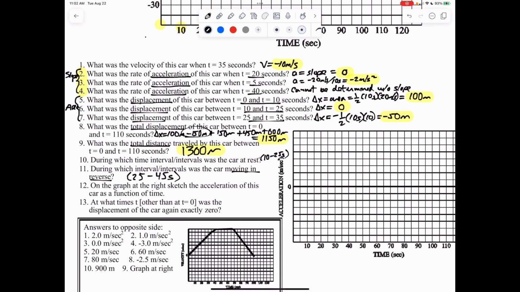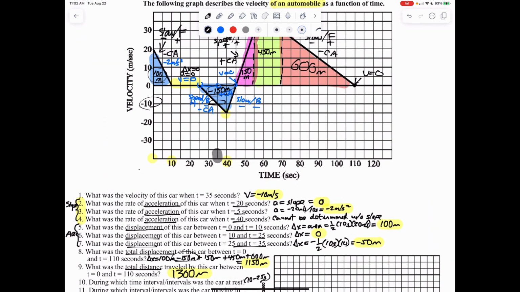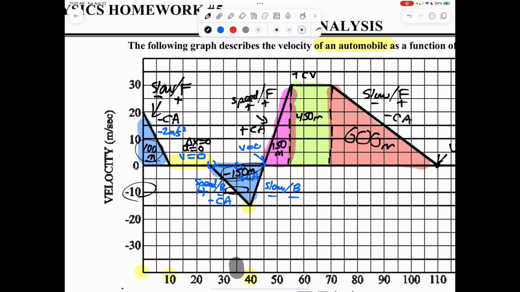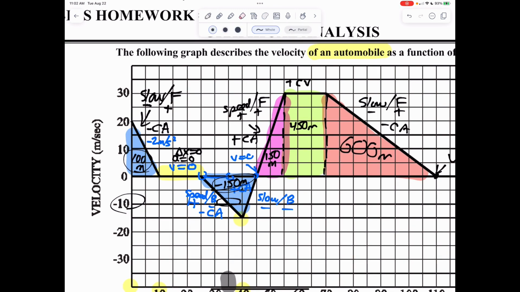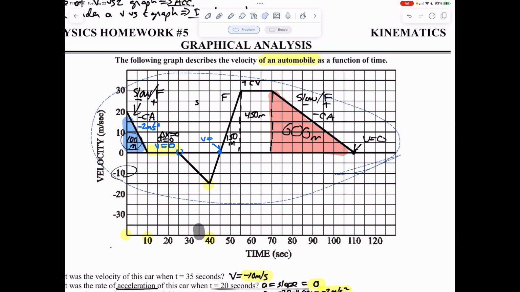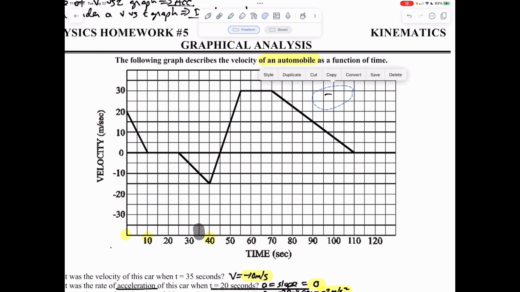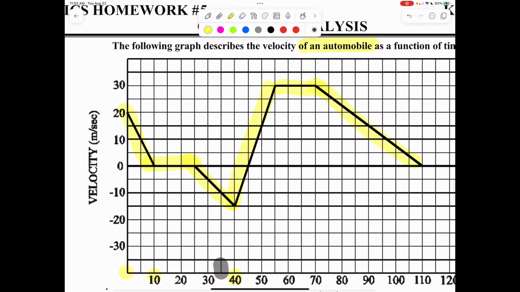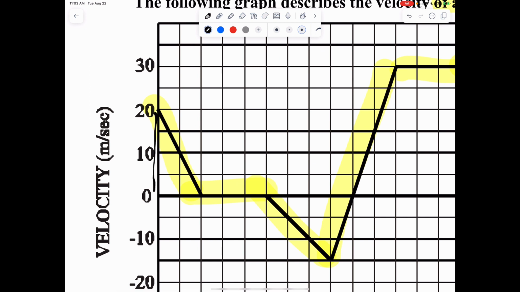On the graph to the right, sketch the acceleration as a function. So we're going to sketch those slopes. Now I know we didn't find all the slopes, but we're going to find all of them. I'm going to erase some of this other stuff that's in the way. That way we can get a clean version of what we're doing here. In fact, let me just get rid of it all. Okay, so how many slopes are we finding here? 1, 2, 3, 4, 5, 6 slopes. Okay, first slope, down 20 over 10. That would be -2.